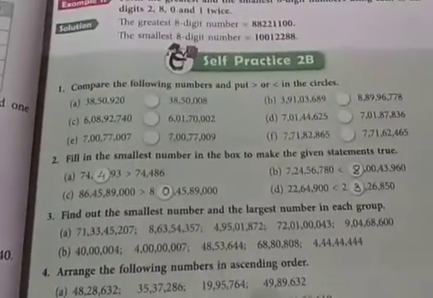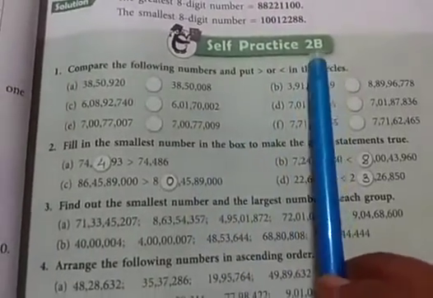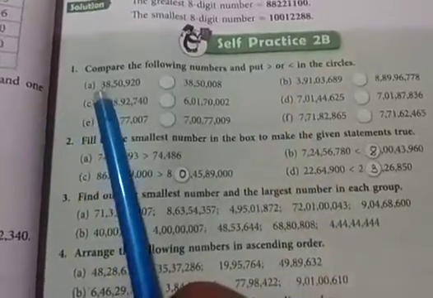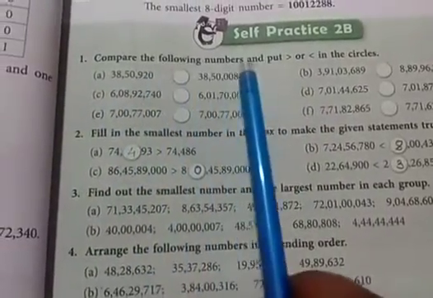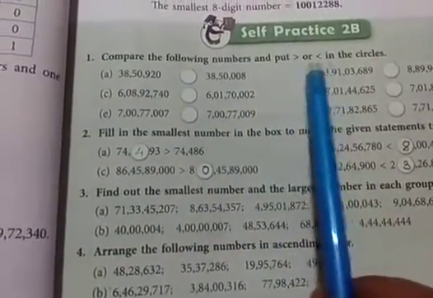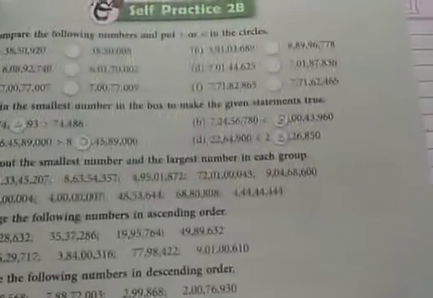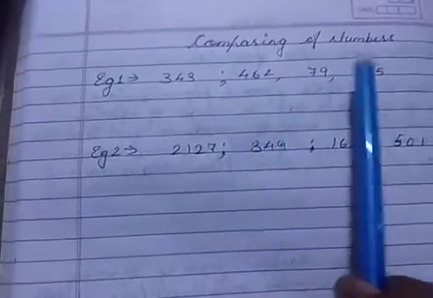Good morning everyone. Today we are going to do exercise 2B, in which the first question is to compare the following numbers and put the sign in the circle. See, I'm taking a first example of comparing numbers.